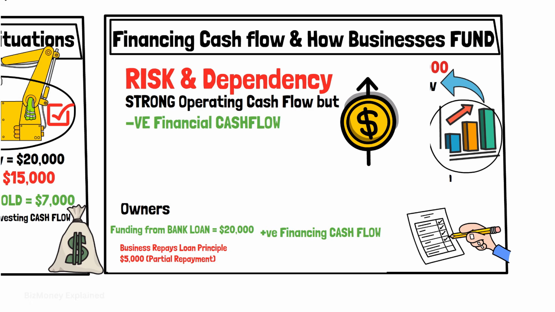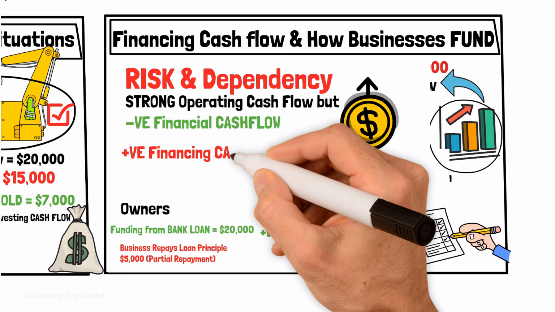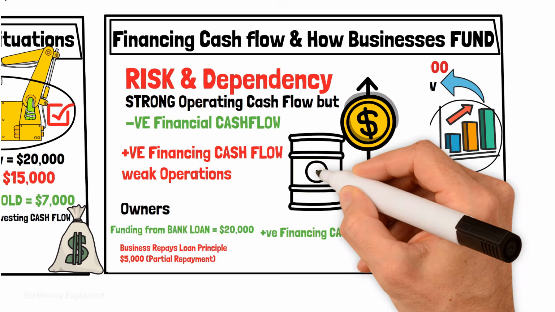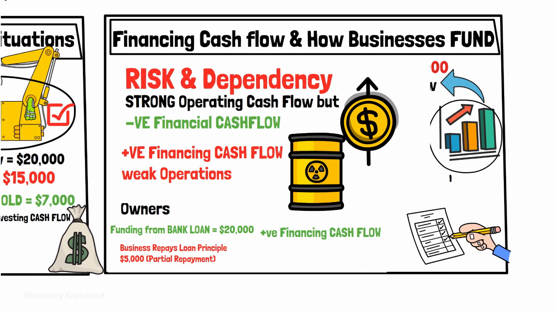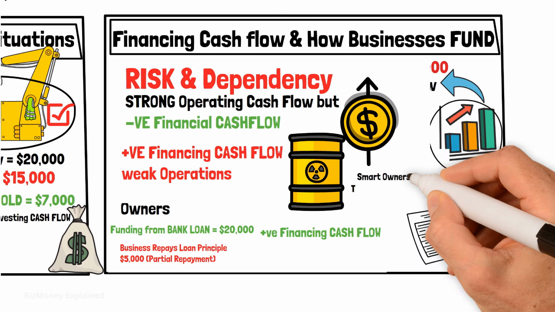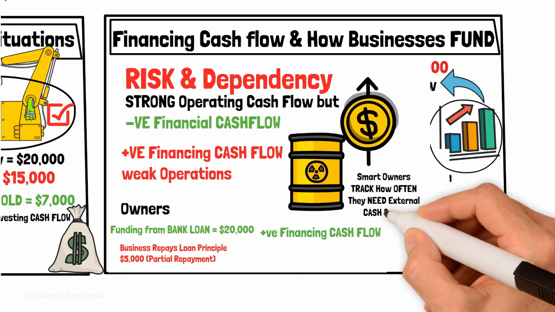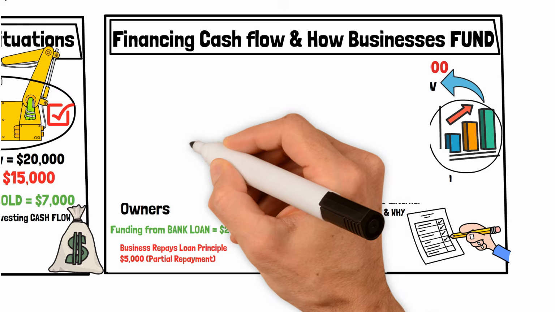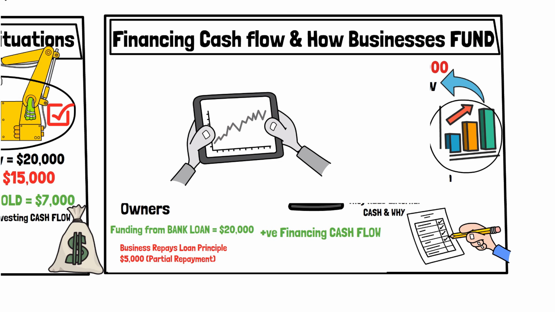On the other hand, repeated positive financing cash flow with weak operations can signal danger. It may mean the business is surviving on borrowed money rather than real performance. Smart owners track how often they need external cash and why. Financing cash flow should support growth, not cover daily losses. When used wisely, it provides stability. When overused, it hides problems until cash pressure becomes impossible to ignore.